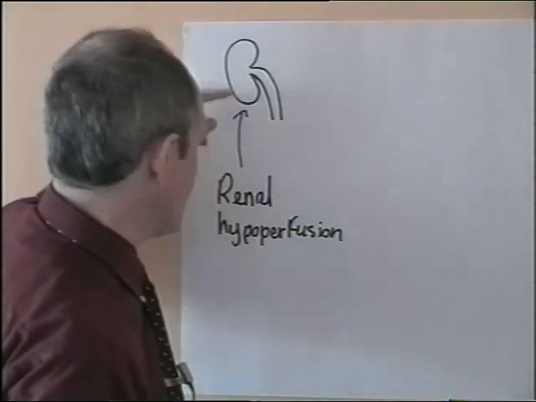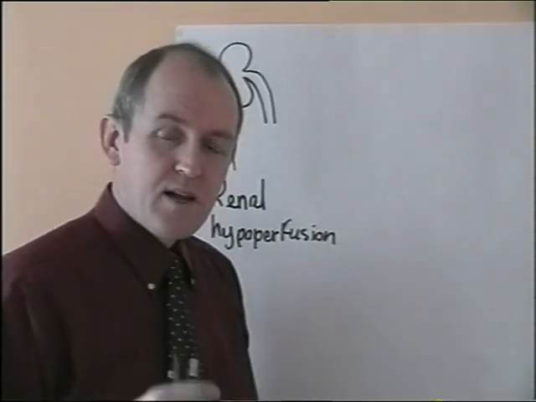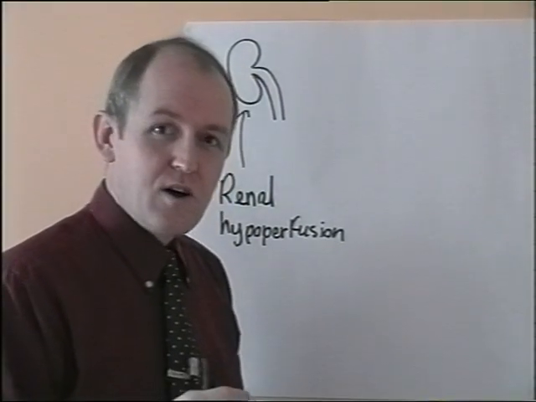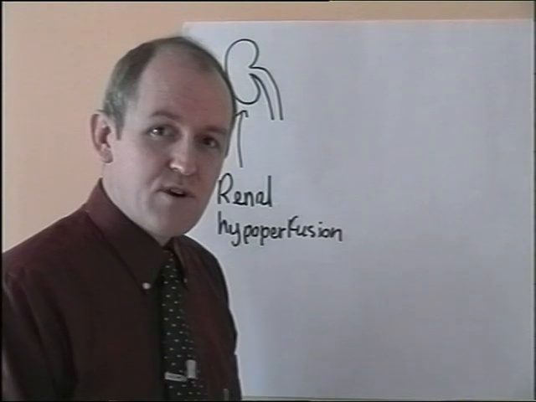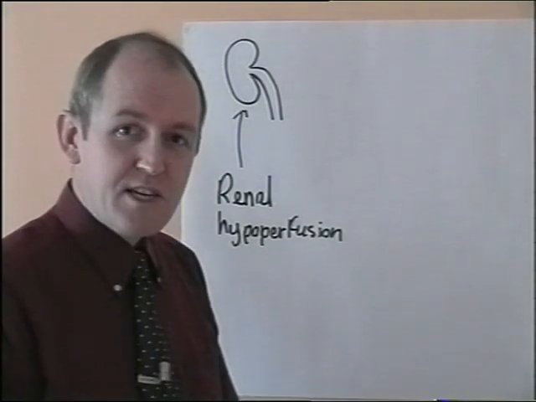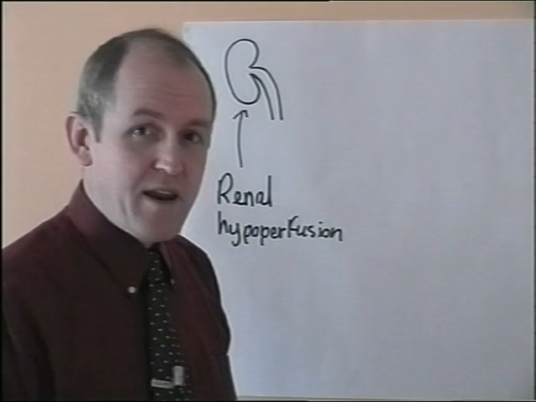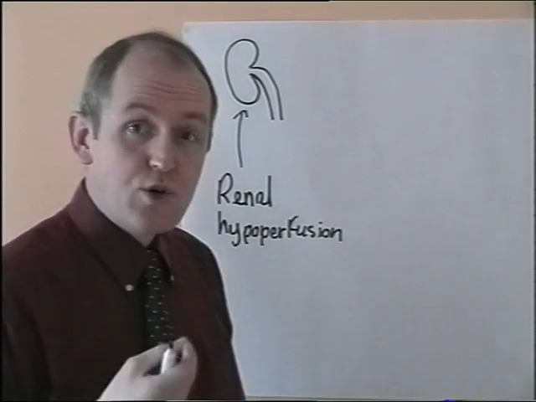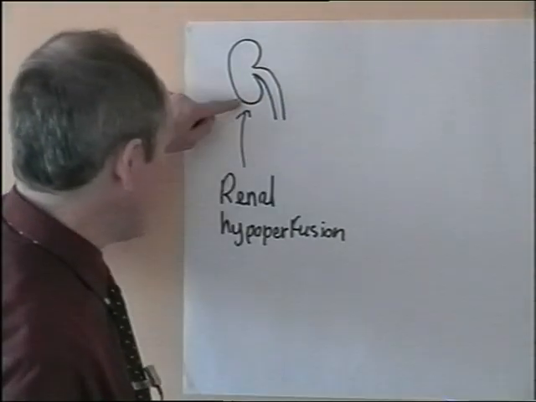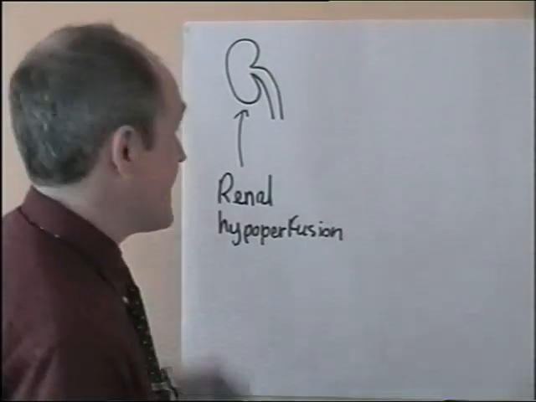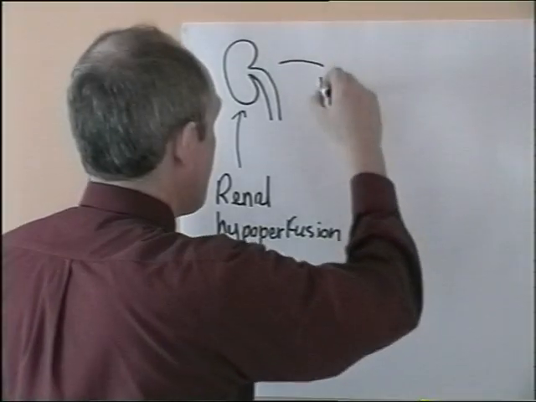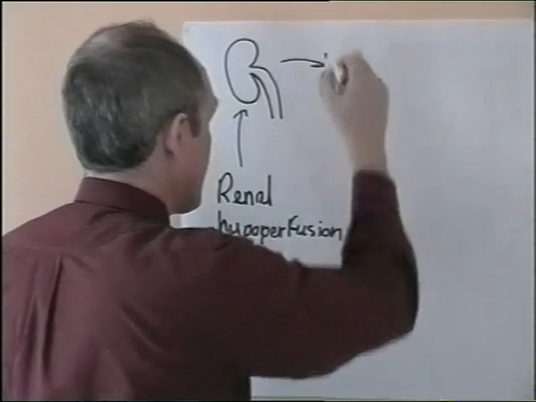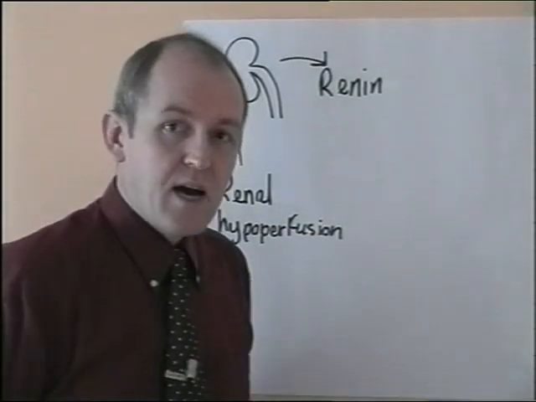So it detects if there's a renal hypoperfusion. And the juxtaglomerular cells in the walls of the afferent arterioles respond by releasing a hormone called renin. That is, they will release renin when the blood pressure to the kidney drops. So when there's a renal hypoperfusion, the kidney detects that and it produces renin. So the kidney produces renin, an endocrine hormone.